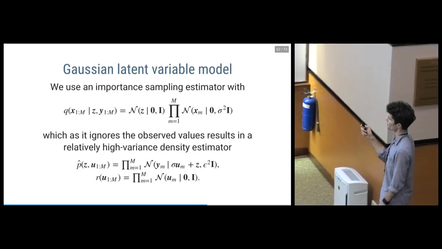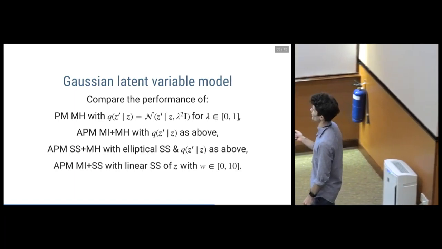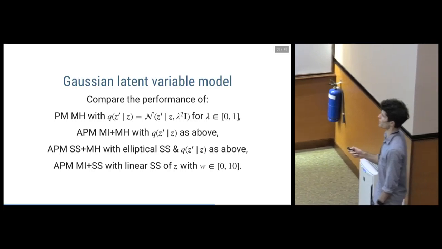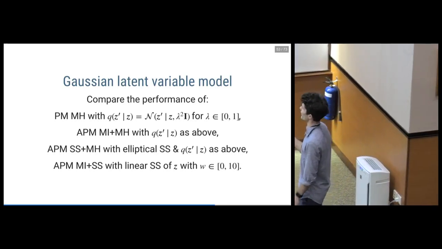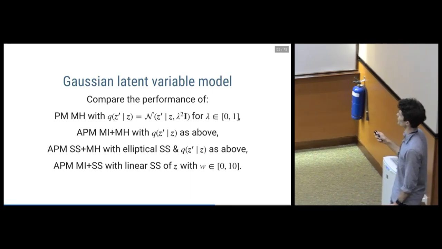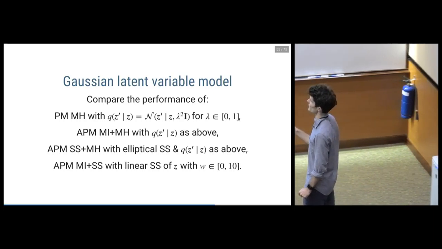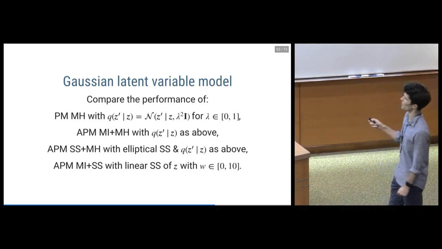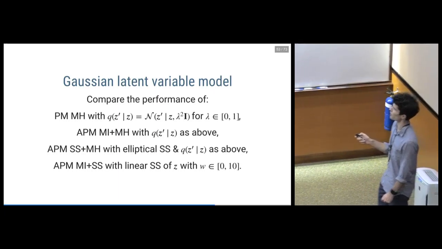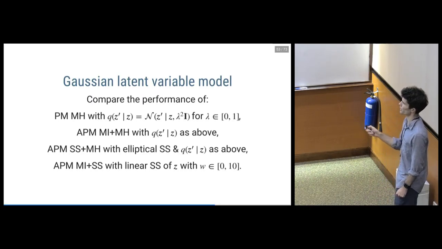So as I said, we're going to use an importance sampling estimator and compare these four different algorithms. So the standard pseudo-marginal approach using a Gaussian random walk proposal with step sizes chosen from some interval, the split APM Metropolis independence plus Metropolis-Hastings update that I discussed at the beginning of the last talk with the same proposal as the pseudo-marginal case.